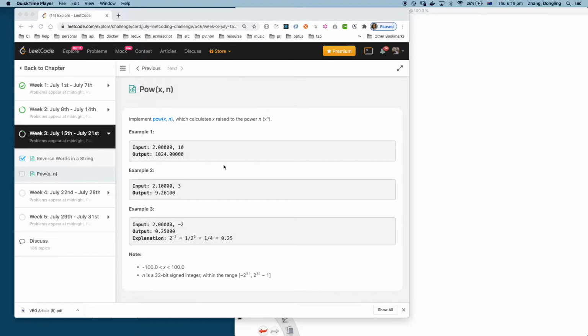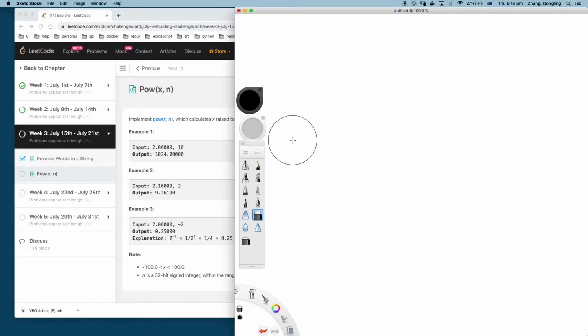Today's question is called the power of x and n. Be careful that n could be negative, and it could also be 0. The x also could be negative, in the range up to 100. If we receive this one, let's give an example.